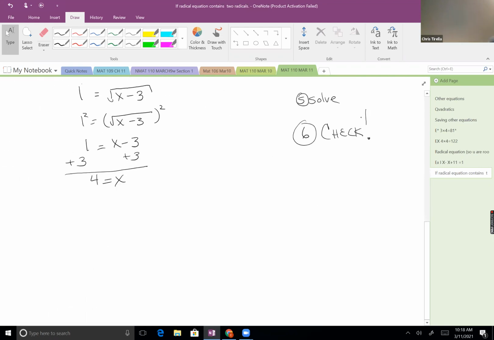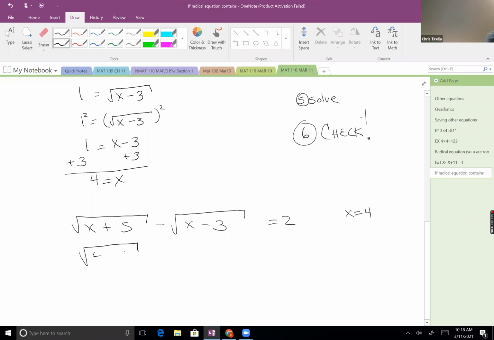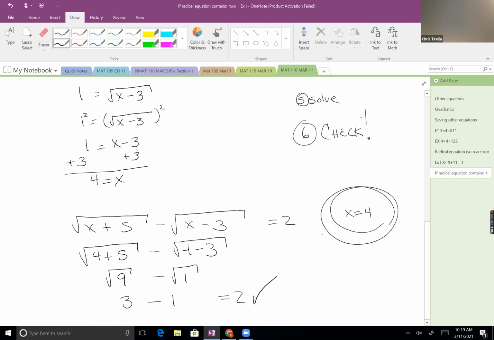So when I check, my original was the square root of x plus 5 minus the square root of x minus 3 equals 2. And if x equals 4, that gives me the square root of 4 plus 5 minus the square root of 4 minus 3, which is the square root of 9 minus the square root of 1, which is 3 minus 1 equals 2. So yay, we did it. And there's my solution.